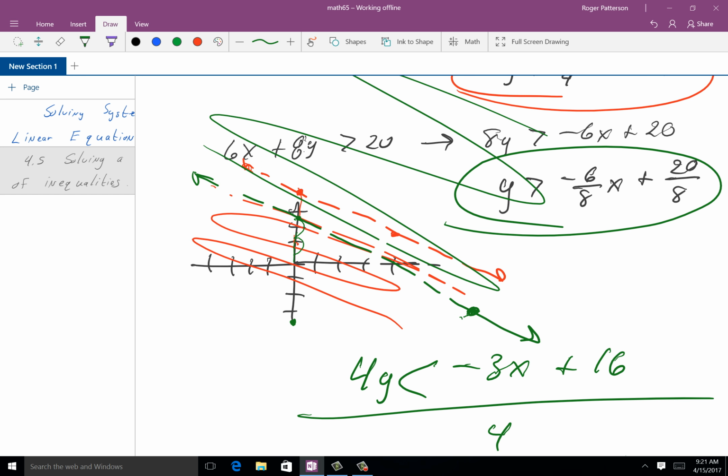Oh, what is the slope? If you divide it, you're going to get 0.75. Okay, so then you have to go down 0.75 and over 1. So it's probably easier just to use the slope fraction. Does that make sense?